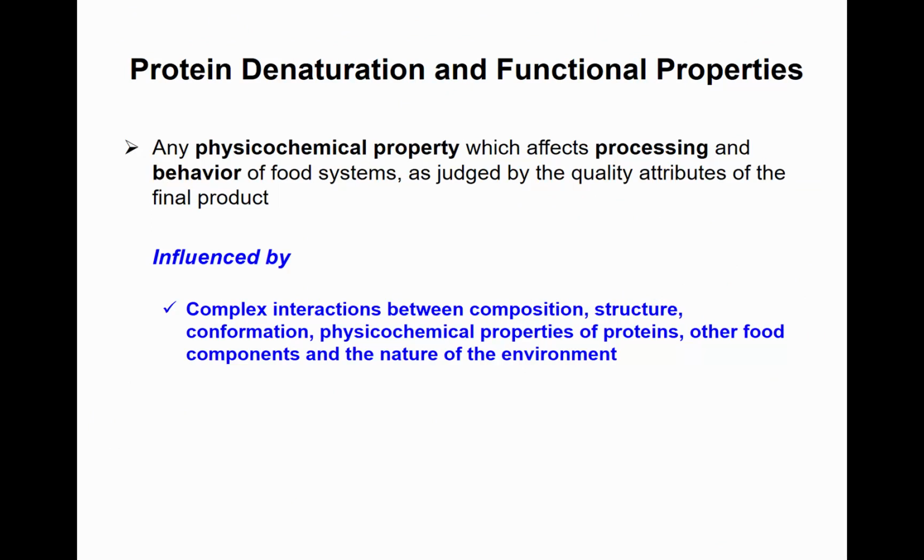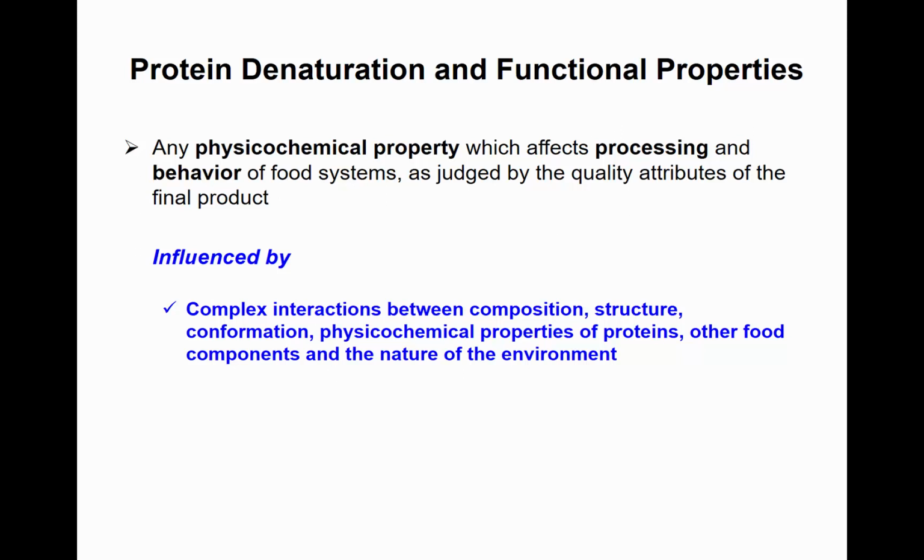So what is a functional property? A functional property is any physicochemical property, so you want to know this, which affects processing and behavior of food systems as judged by quality attributes of the final product. In simple terms, functionality affects structure and texture of your food. And that relates to the quality.